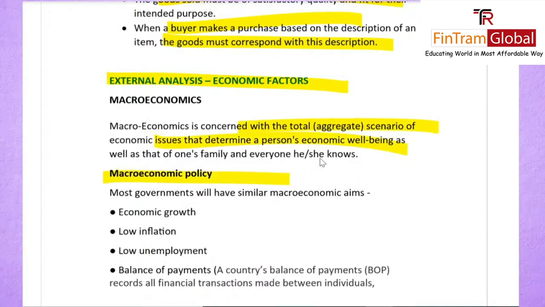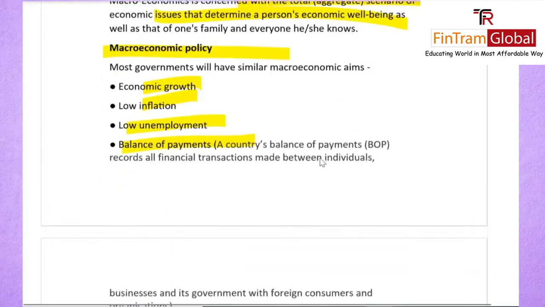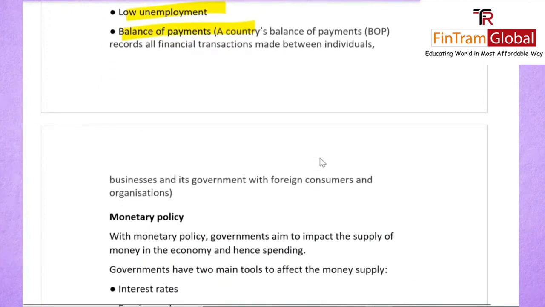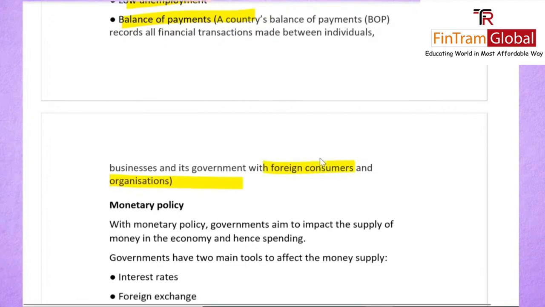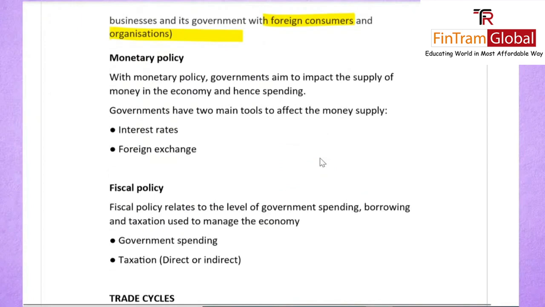Macroeconomics is concerned with the total aggregate scenario of your economic issues. Now, there are various macroeconomic policy aims: economic growth, low inflation, low unemployment, and a balance of payments. Balance of payments is basically recording all the financial transactions between your individuals, firms, businesses, and government with foreign consumers and organizations.